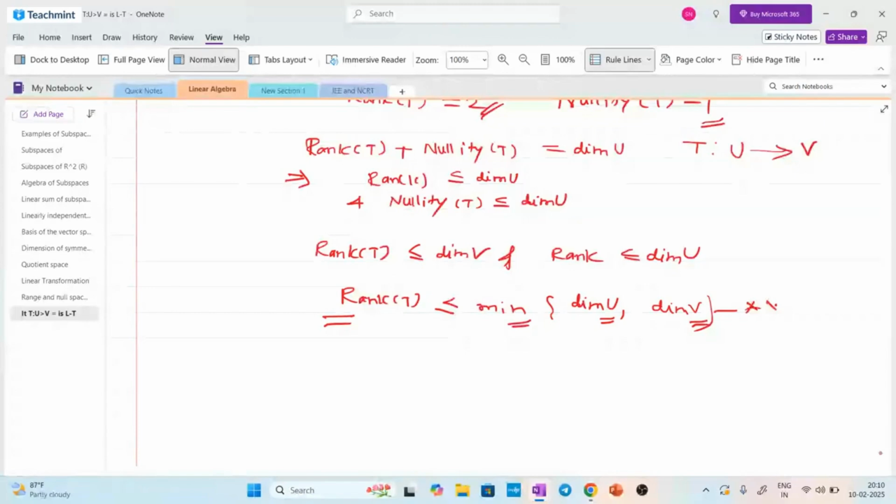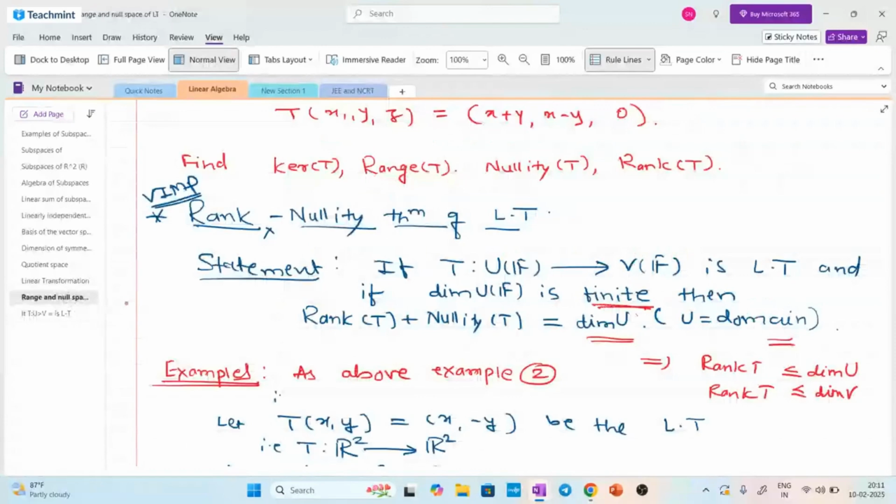Right? Rank is always not more than the dimensions of the domain vector space and the codomain vector space. It is less than that. Okay, and the minimum can be 0, never negative. Right? 0 to minimum of dimensions of U and dimensions of V. Right? Okay, I hope all of you understand this concept.